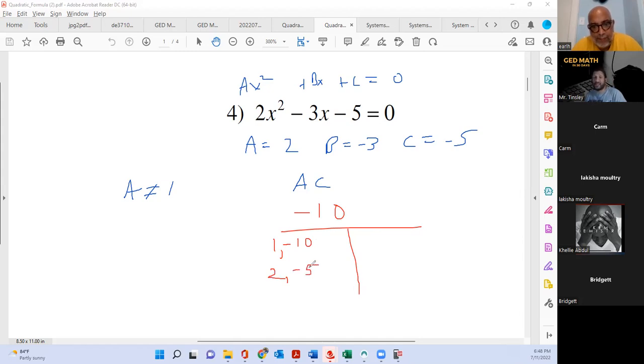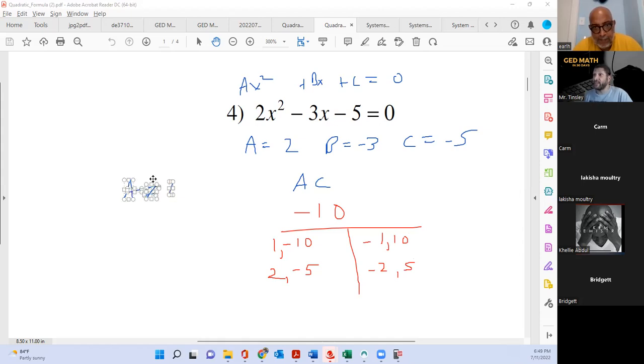Does 3 go into 10? Nope. Does 4 go into 10? Nope. Now, 5 goes into 10, but we already have 5, correct? Right. So our factors of 10 are 1, 2, 5, and 10. Now let's go to the other side and find the factor pairs that give us negative 10. So we're going to do what? Negative 1 and plus 10. Negative 2 plus 5.